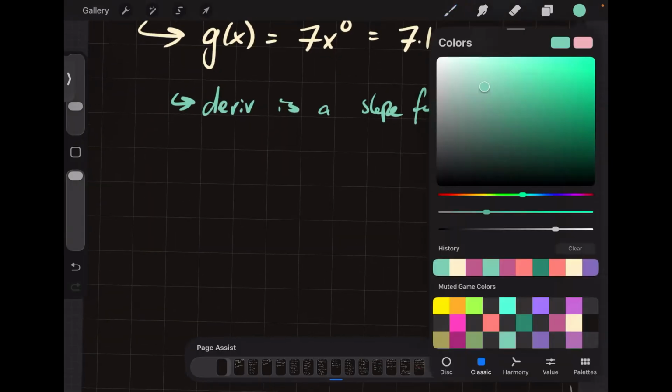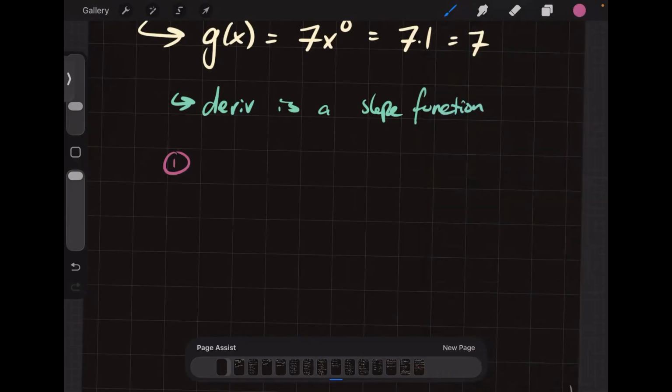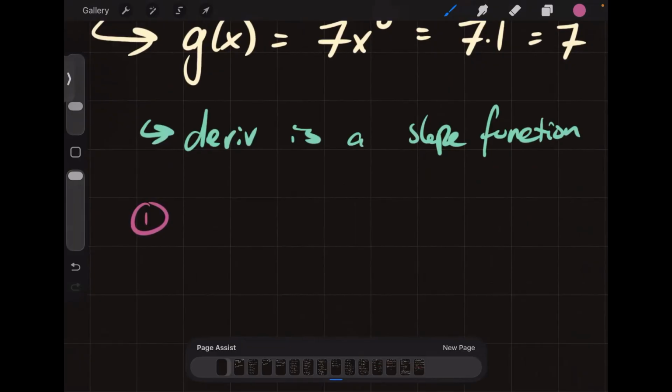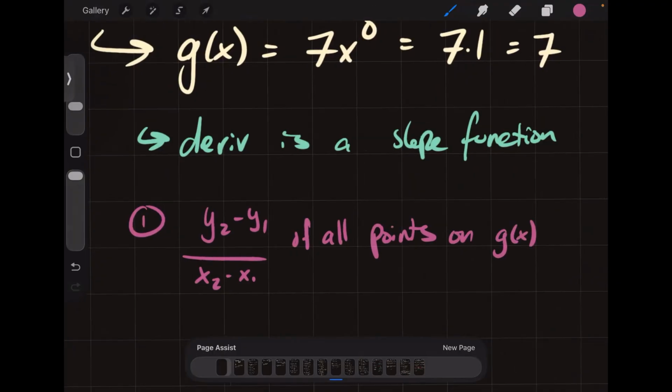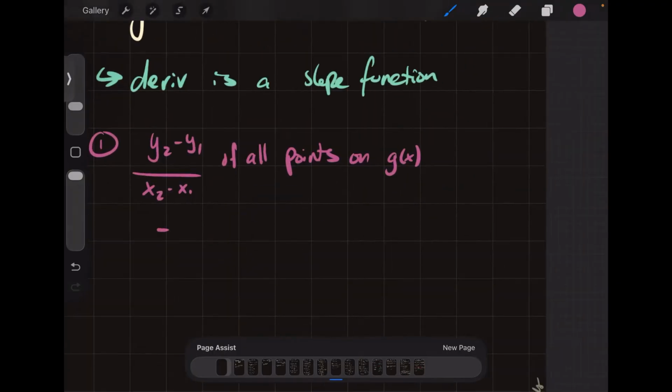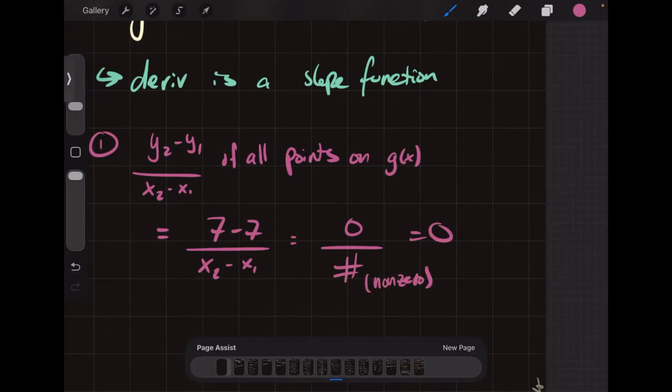So that means there are a couple different ways we can look at this. One, y2 minus y1 over x2 minus x1 of all points on g of x is equal to 7 minus 7 over the first point minus the second point, which is equal to 0 over some number that's non-zero, which is equal to 0.